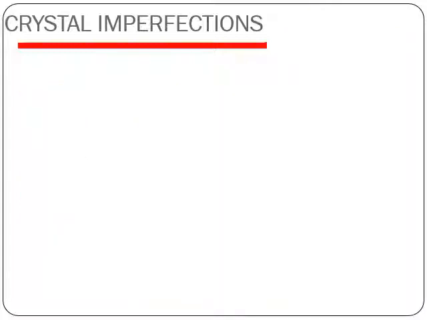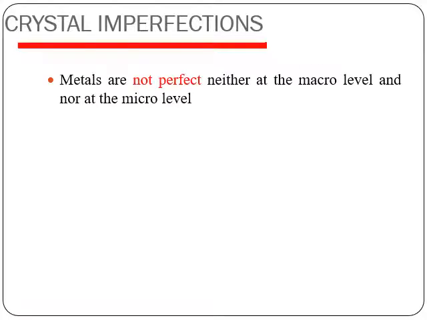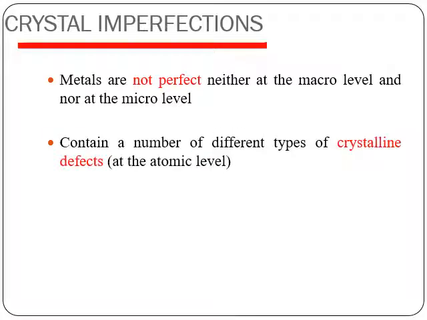Just to move on, we say metals are not perfect at either the macroscopic or the microscopic level. They will have one defect or another. Like a human being is not perfect in all respects. In one way or another he will have some defects. Either he will be short in height or weak in strength, or maybe he is low in weight. One way or another, he is not 100% perfect. The same thing applies to metals, where we have metals with defects.